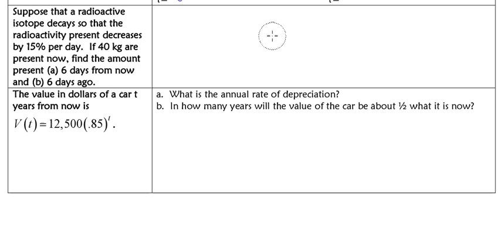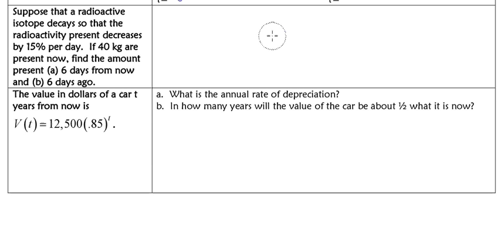It's decreasing by 15%, and it's the same equation, just instead of adding R, we're going to be subtracting because it's decreasing. So if 40 kilograms are present now, that's our initial amount. Find the amount present 6 days from now, so 6 days later, and then B, 6 days ago. Let's do A first here.